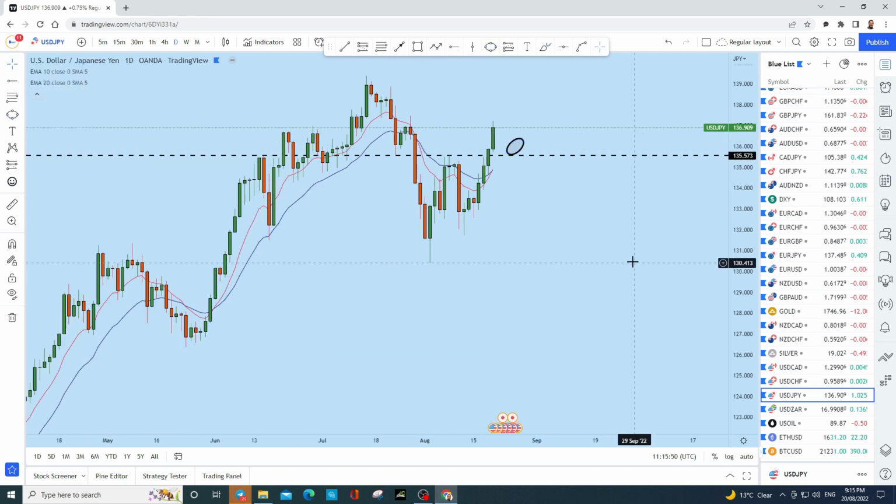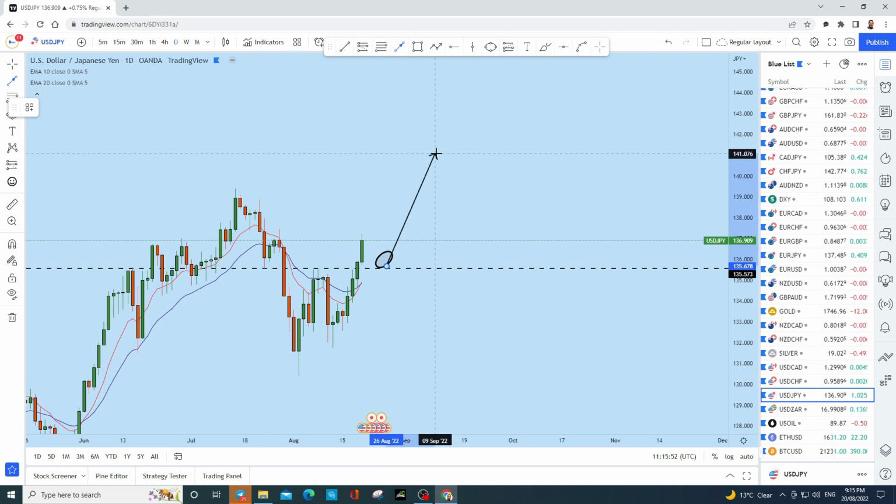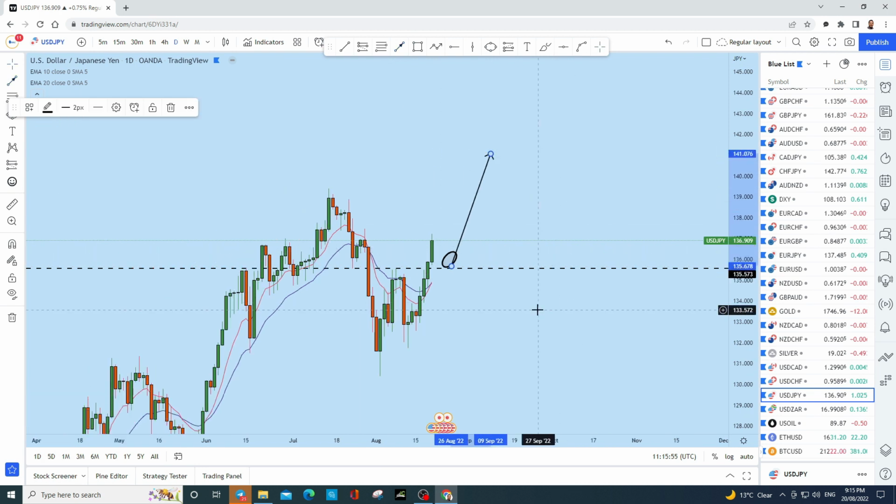As this is a long-term bullish market, going long is always a good idea, and this is the zone that I will be waiting for a potential bullish setup on dollar yen with our students with a high risk to reward ratio.